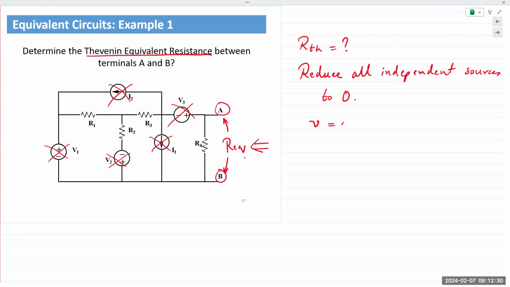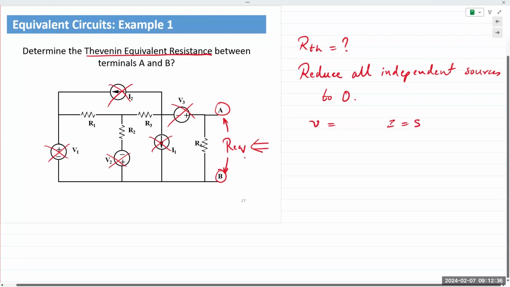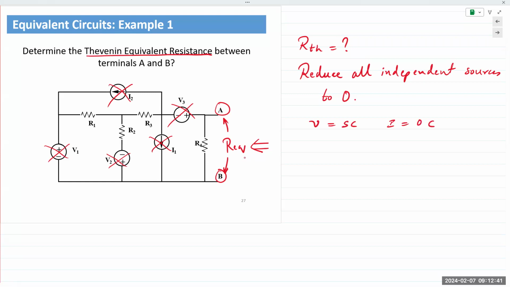Voltage sources are replaced with a short circuit, and current sources with an open circuit. Then we redraw the circuit diagram.